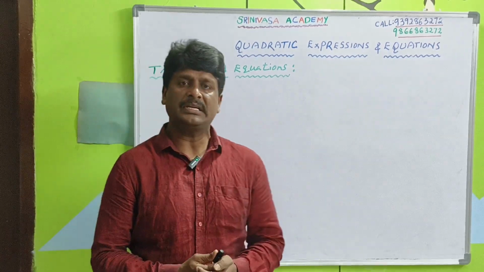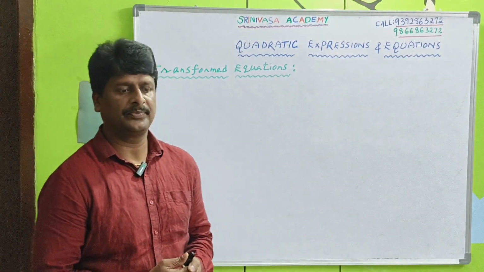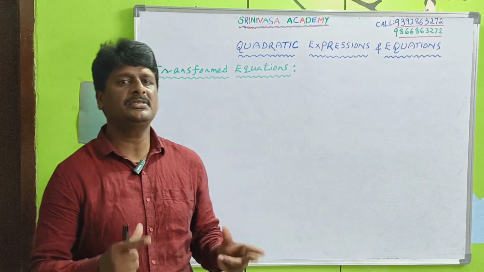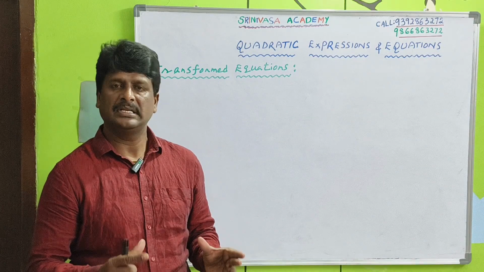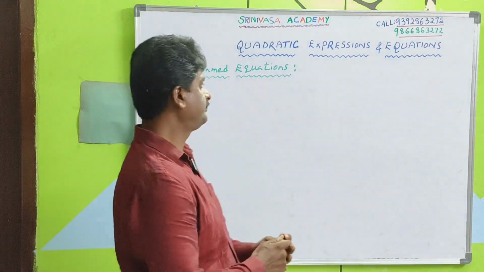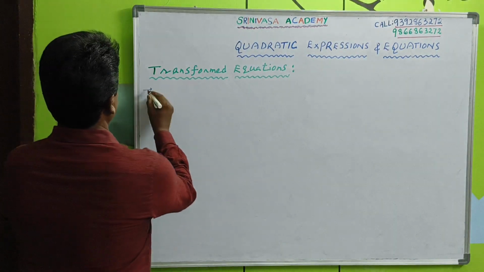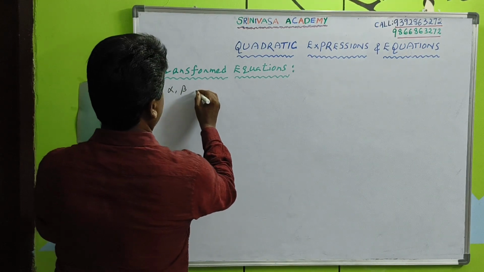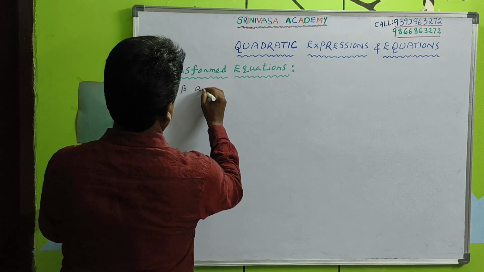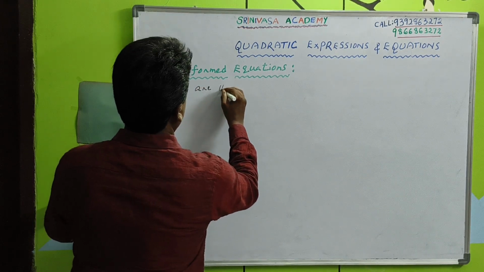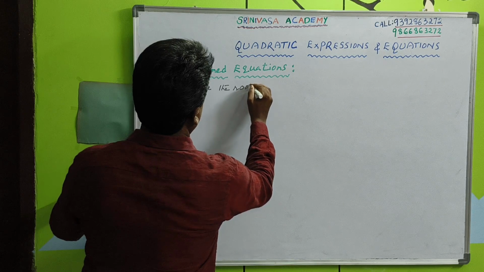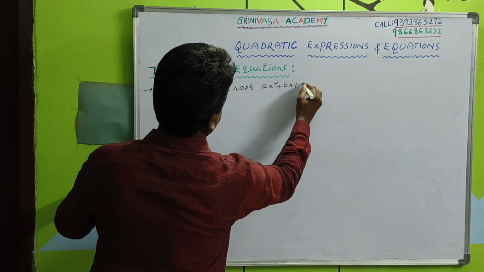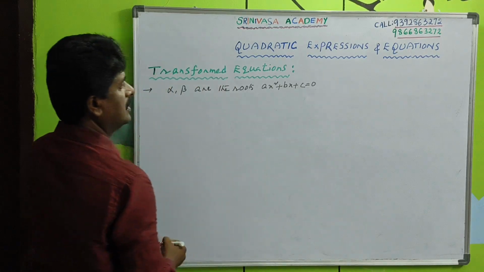See, transformed equations. Transformed equations means changed equations. Say for example, suppose alpha, beta are the roots of ax square plus bx plus c is equals to 0.